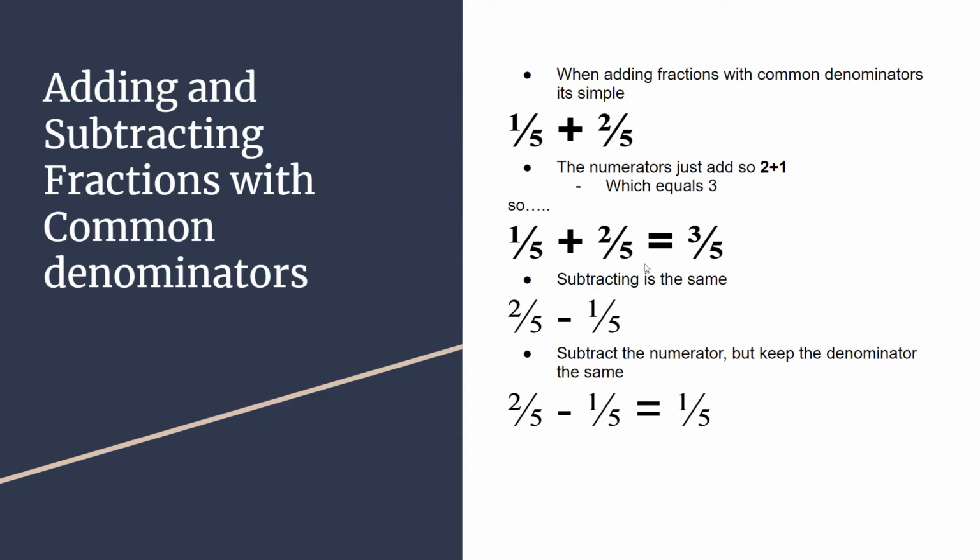Subtraction is the exact same thing. 2 minus 1 equals 1, and you keep the denominator the same. So 2/5 minus 1/5 equals 1/5.